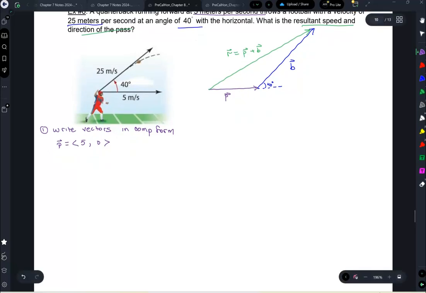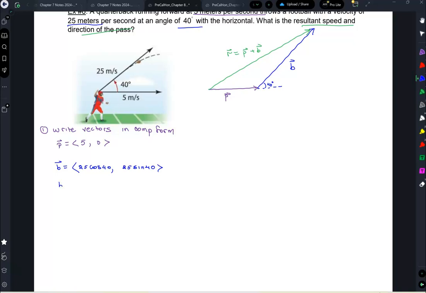The second vector is the vector of the ball. And that one, remember, if we know magnitude and direction, it's just cosine and sine. So it's 25 cosine 40, 25 sine 40. I put those in my calculator. Okay. What do I get for 25 cosine 40 to 2 decimal places?